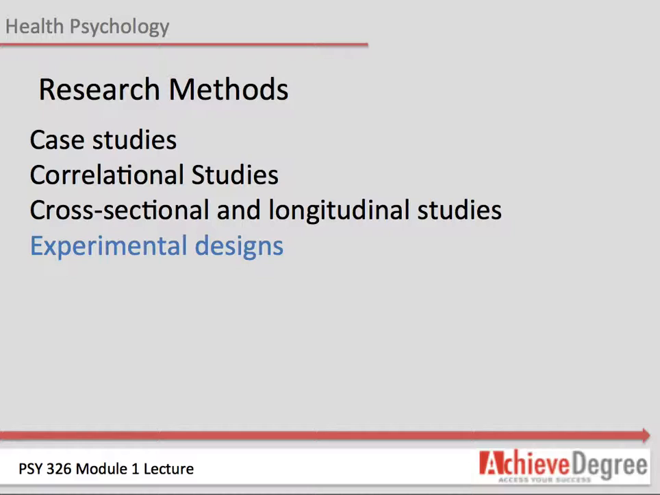Experimental designs. In experimental designs, one group gets an experimental drug or intervention treatment, asthma education, and a second group unknowingly gets a placebo or nothing at all, the control group. These are also called randomized clinical trials, or RCTs. An example would be the Women's Health Initiative.